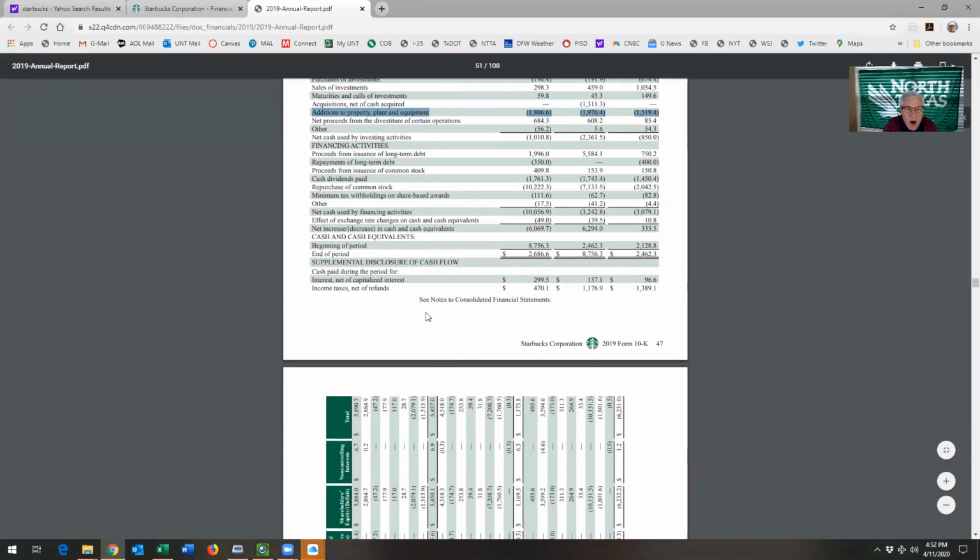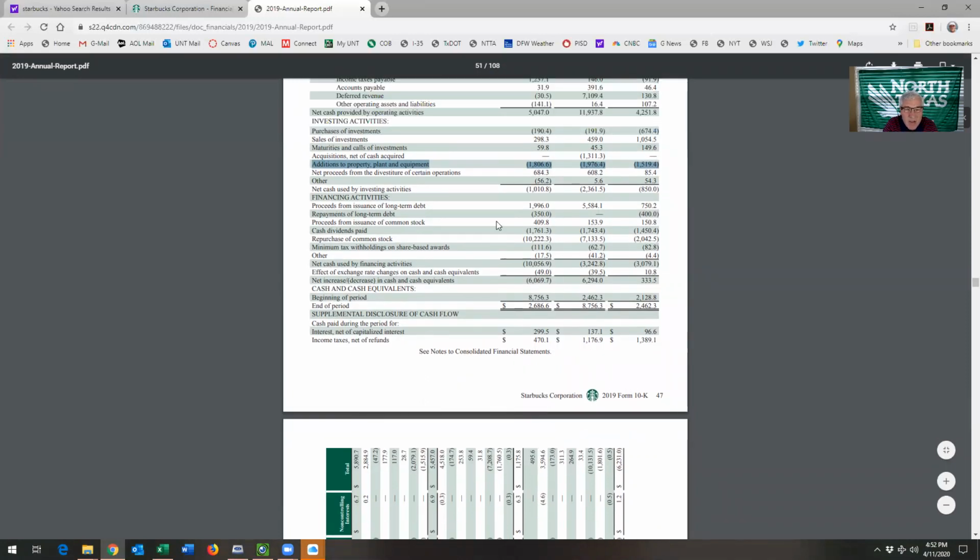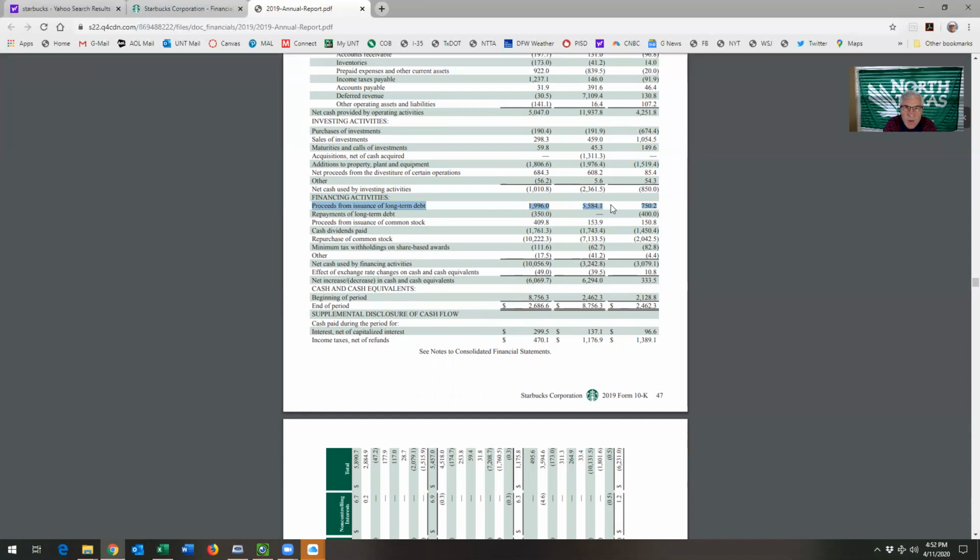And then where's their money? Where's the financing? Okay, they issued proceeds from issuing long-term debt. Almost 2 billion. They issued more debt. 5.5 billion they issued last year, new debt. So they're receiving cash. They were borrowing money. Why? To build new stores. But there's something else they're doing with their money.